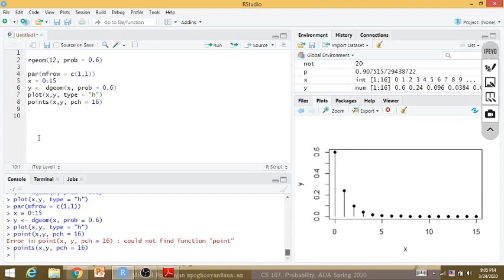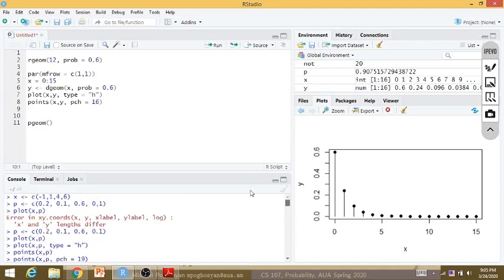Now I want to draw the CDF. The CDF is calculated with pgeom. Because it is a function defined for any real number, not only at integers or things like that, I need to have a running variable.